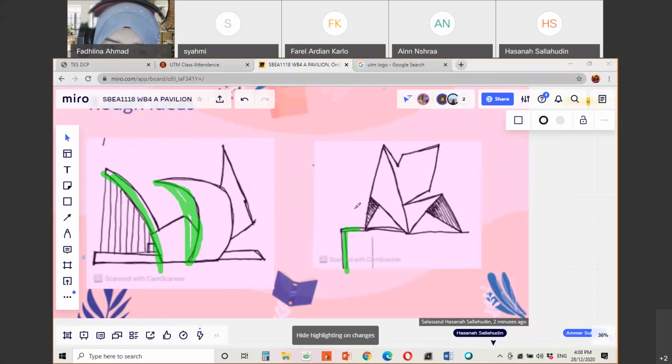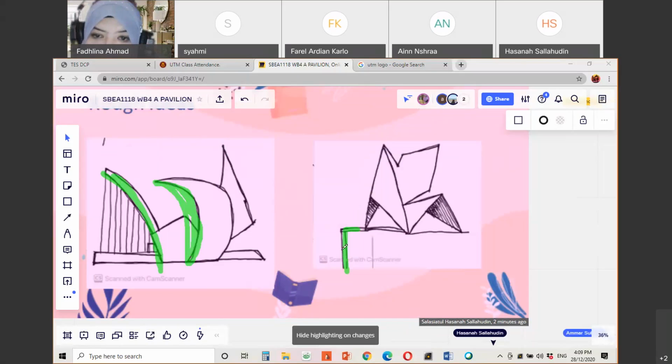Okay, ada siapa-siapa nak tanya soalan tak? Why there is echo? Bila Doktor tadi tak ada pun. Itulah. Susah lah.